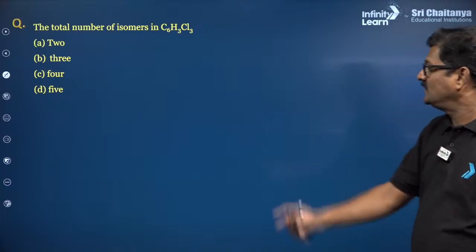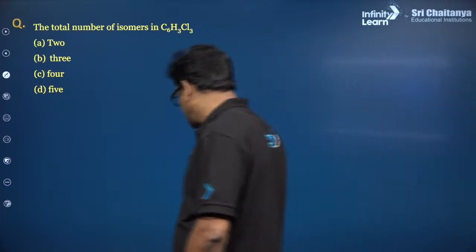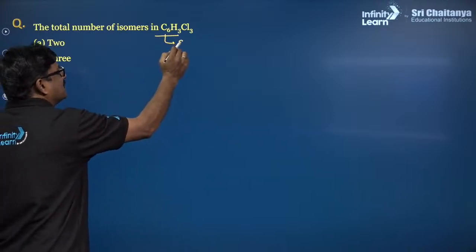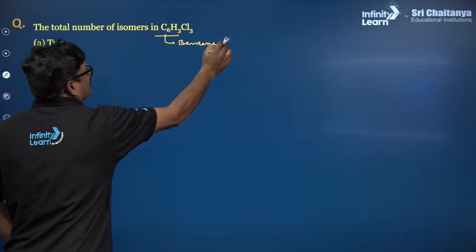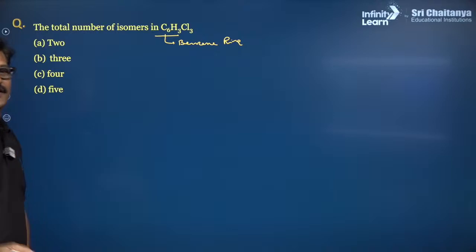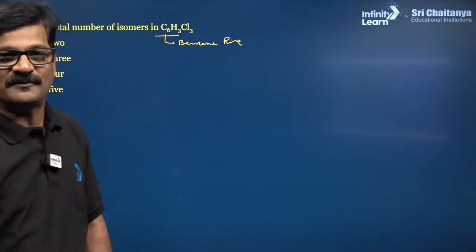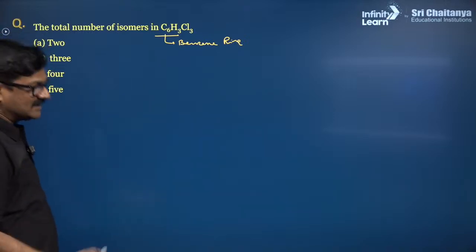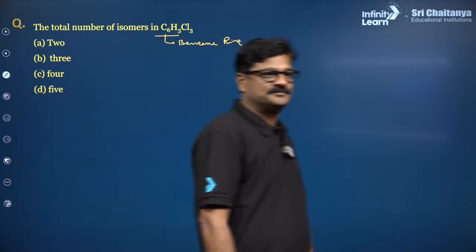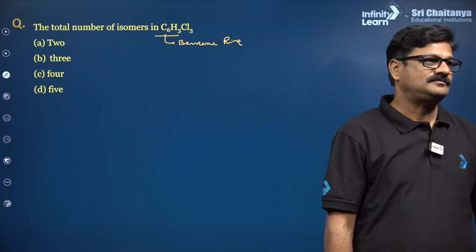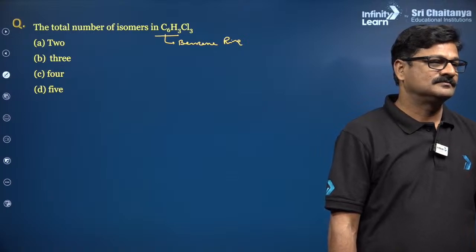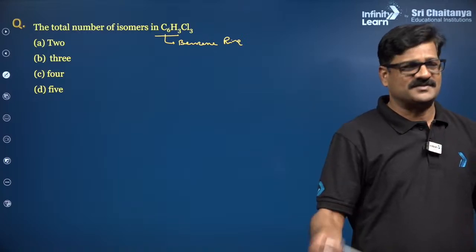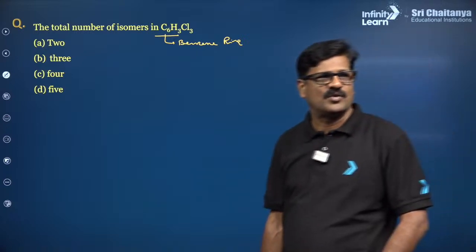One more question. The total number of isomers of C6H3Cl3. This part itself, it is benzene related. It should have the benzene ring. Degree of unsaturation, if you calculate it, comes to be 4. Wonderful. So how many can come, tell me? Make it fast. Write the structures.